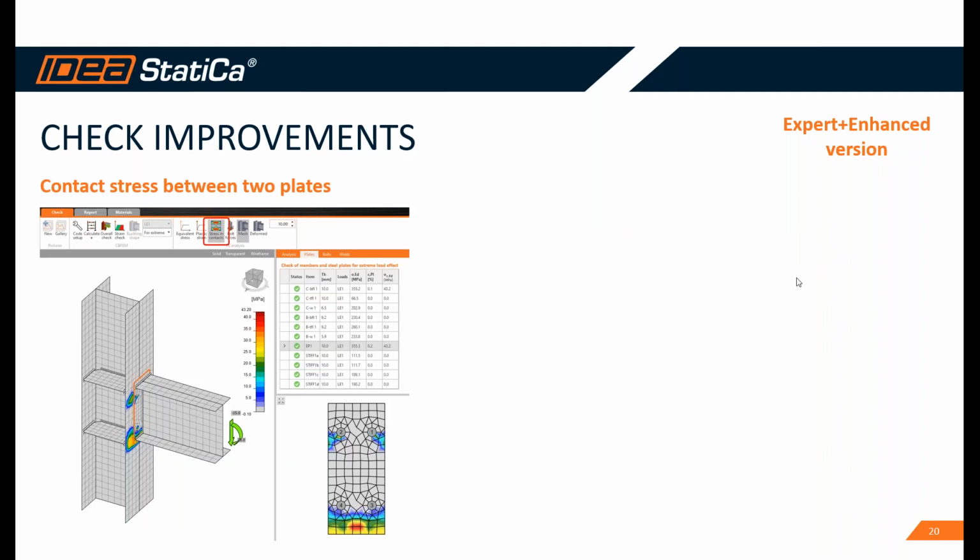We have for you a new result model view. We call it contact stress between two plates. And with this new model view, you can check out and see contact stress generated between two plates. And this allows you to ensure that your model is behaving right. This enables you to check if the prying forces are generated in the right place and in the right values.